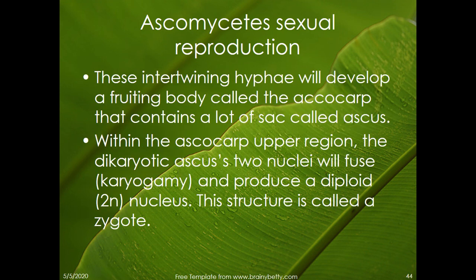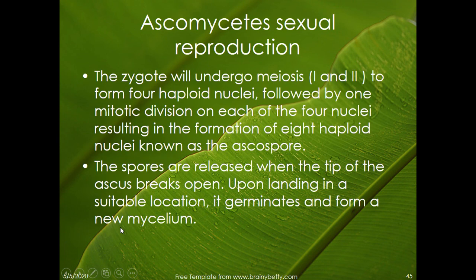After the plasmogamy process, okay, they will produce intertwining hyphae that will later develop a fruiting body known as ascocarps, in which the ascocarp will contain lots of asci, and then the two nuclei of the ascus will undergo the karyogamy process, which is the fusion of the nuclei, and they will produce a diploid nucleus. And this structure later is known as a zygote.